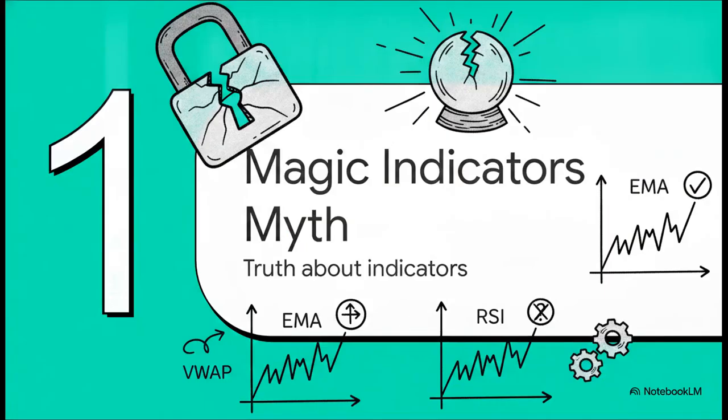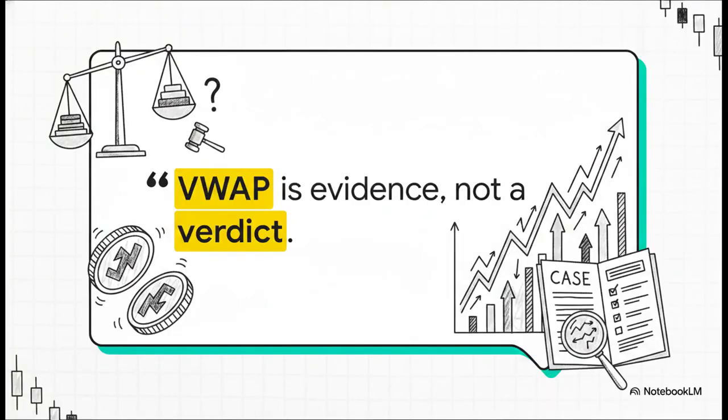Starting off with Section 1, the myth of magic indicators. We absolutely have to start here to shatter the illusion that any single indicator, whether that's an EMA, RSI, or VWAP, is somehow a magic, guaranteed buy or sell button. Professional traders operate on what's known as the lawyer framework. As you can see, VWAP and EMAs are evidence, not the verdict.